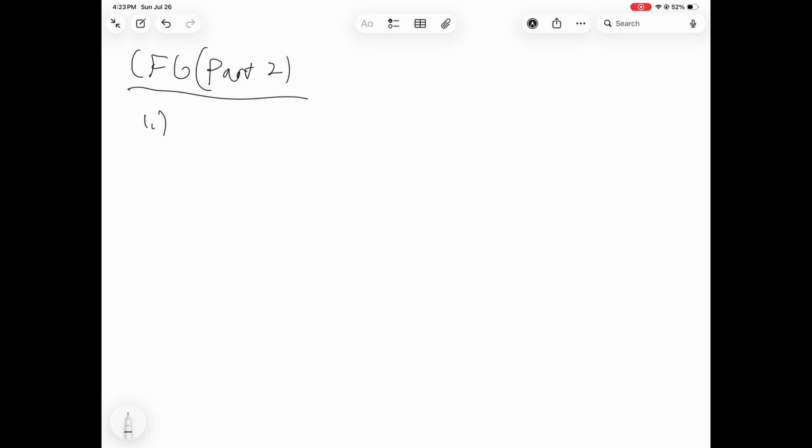Today's topic is CFGs, or in other words, context-free grammars. So, without further ado, let's get started on the first problem. The first problem is going to be the language of a to the i, b to the i, c to the j, such that i, j is greater than or equal to 0.